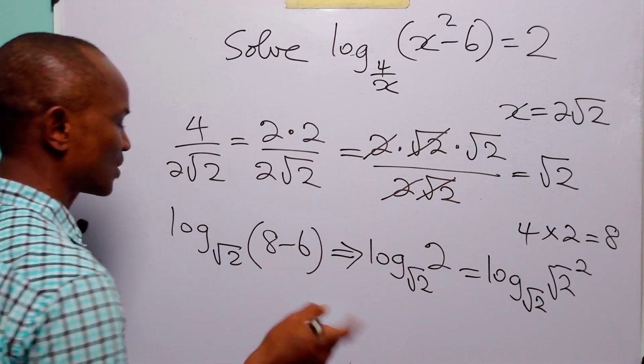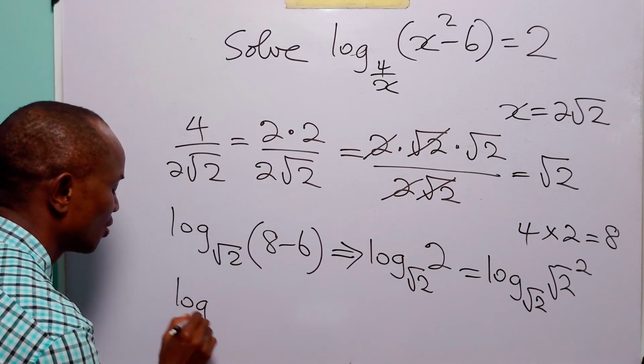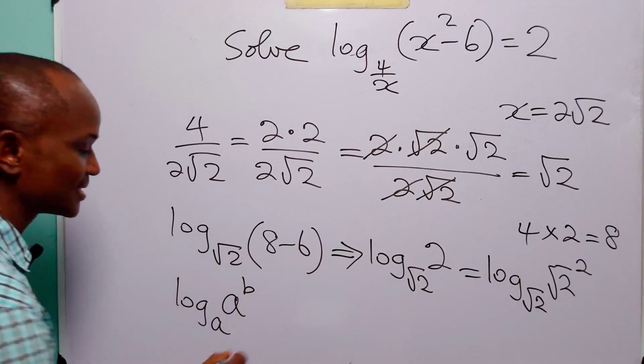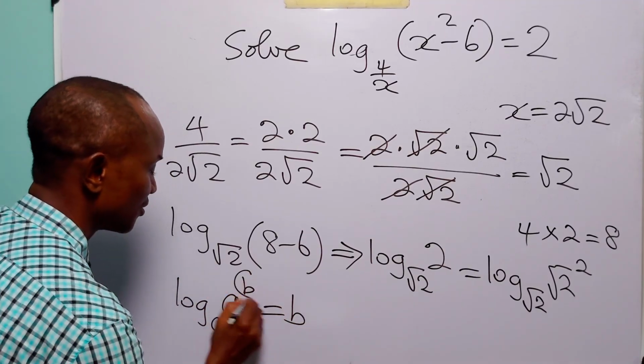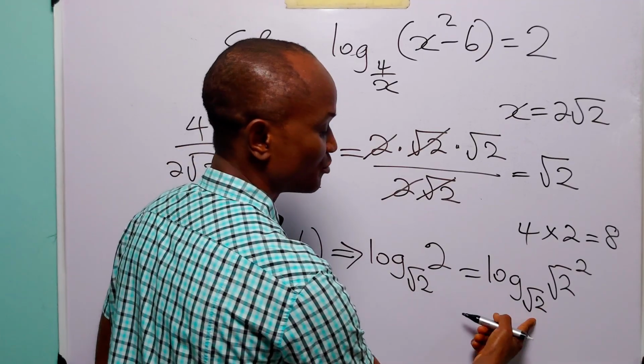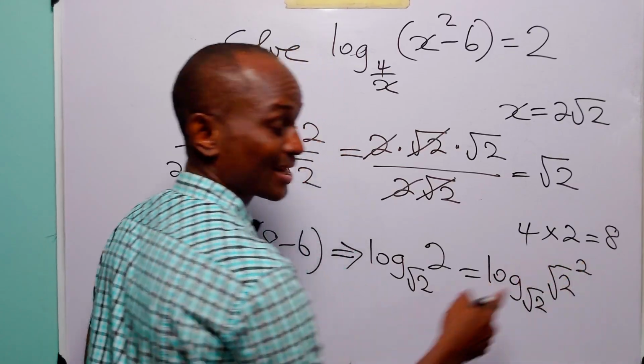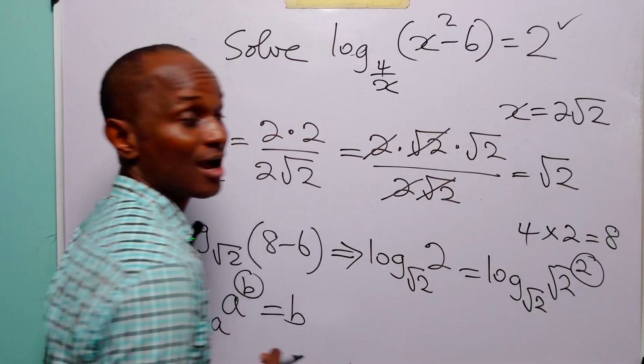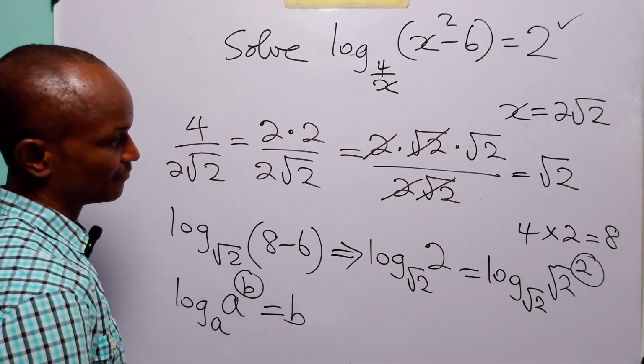Now, let us remember that when we have log to base a of a to the power b, that this is simply equal to b. So log to base root 2 of (root 2) squared is simply equal to 2, which is exactly what we have on the right hand side.